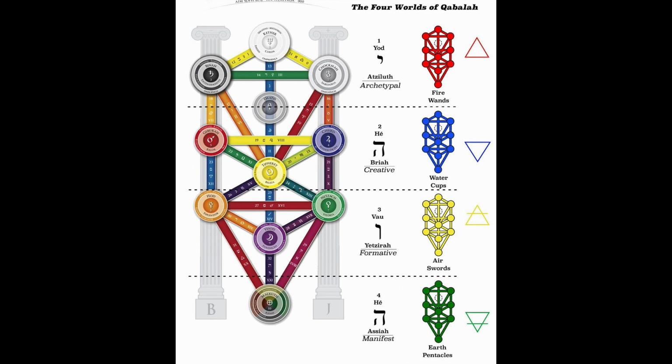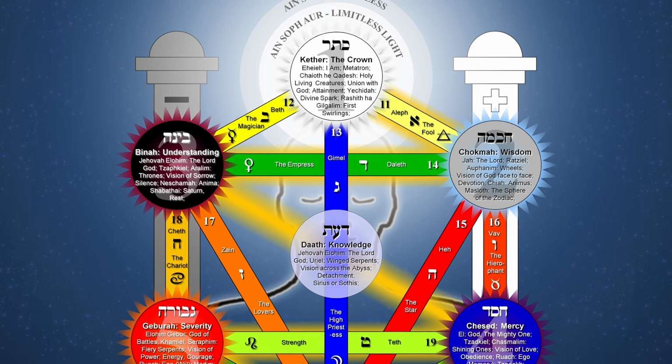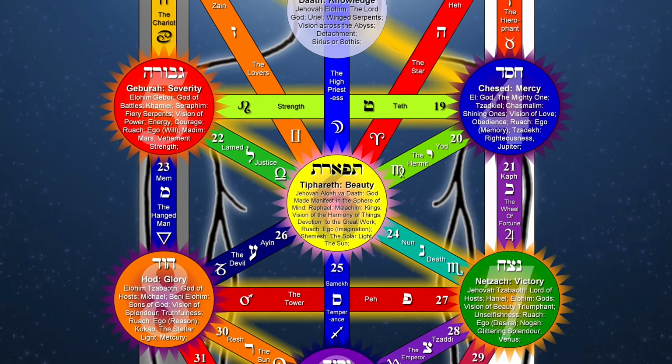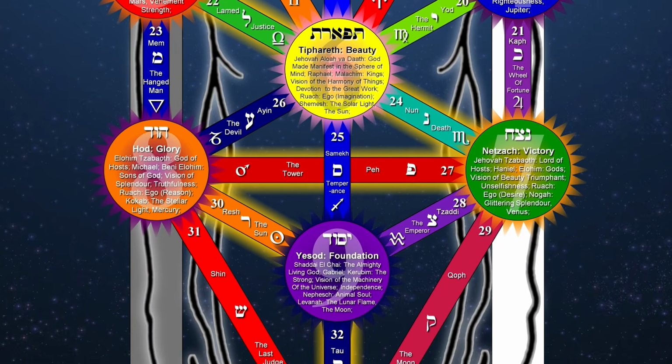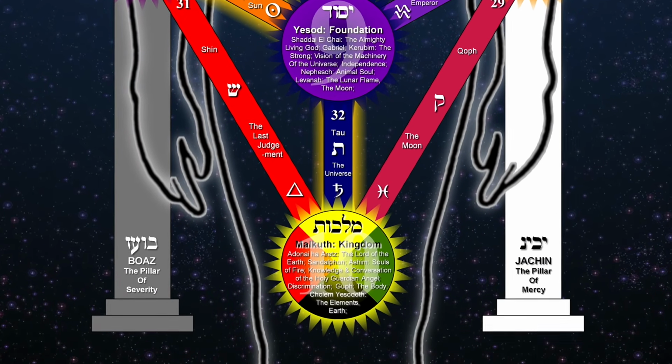Each sphere along the middle pillar of this tree is kind of a reflection of the one above it. Kether is the pure awareness. Da'ath is the detached awareness. Tiferet is the conscious awareness. Yesod is the psychic awareness. And then Malkuth will be the physical awareness.